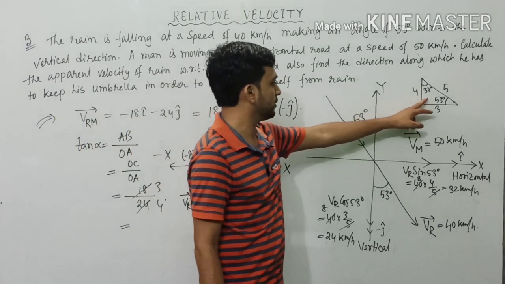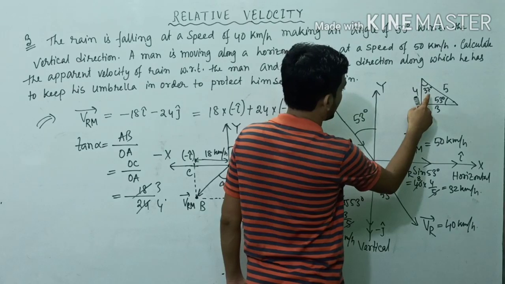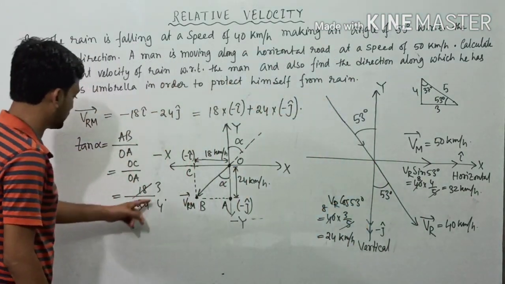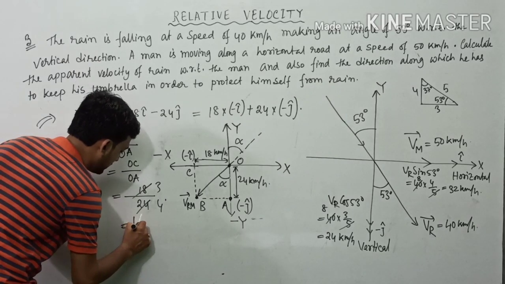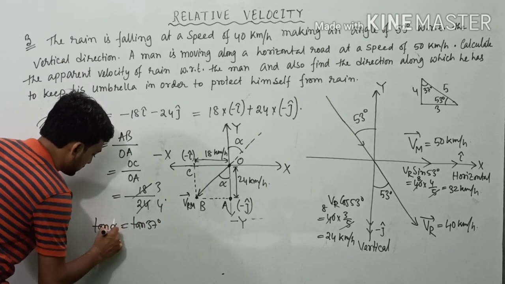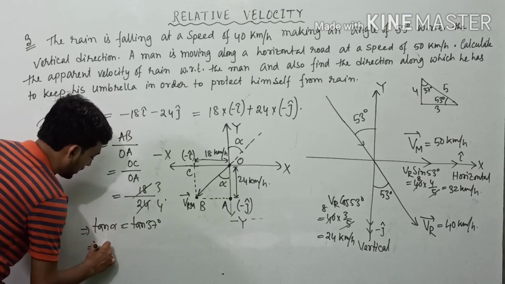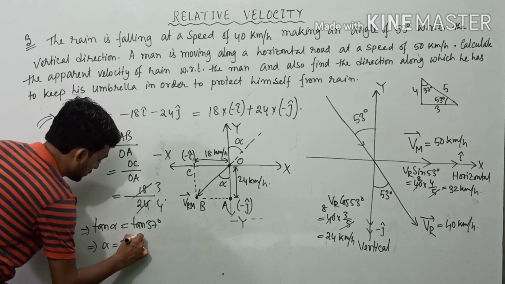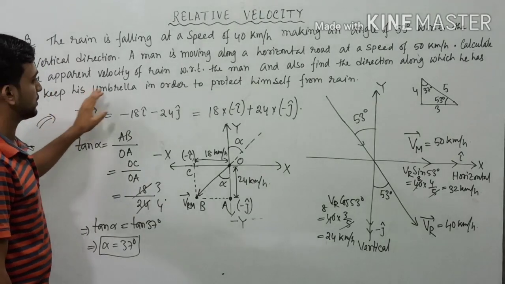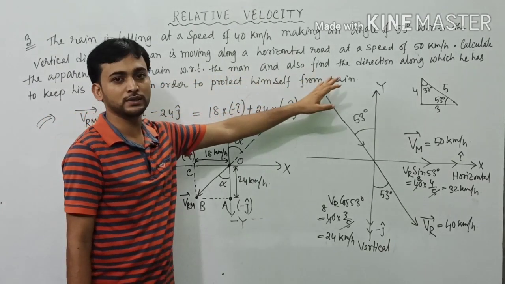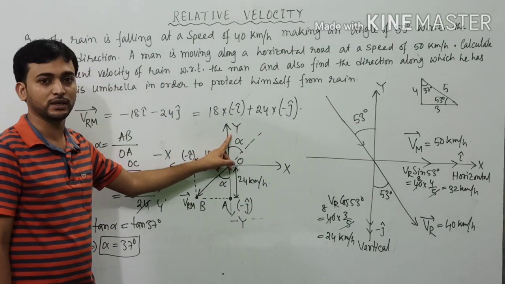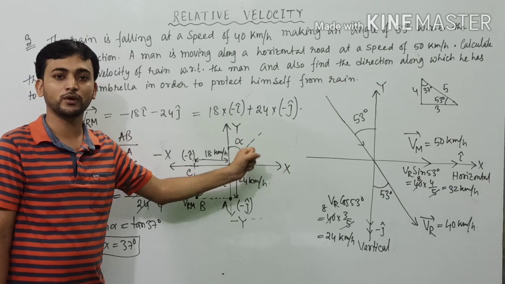From this triangle, we can write tan 37 degree is equal to 3 by 4. So in place of 3 by 4, we can write tan 37 degree, and this is equal to tan alpha. So on solving, we are getting alpha is equal to 37 degree. So we can say that the man should hold his umbrella at an angle of 37 degree with respect to vertical in order to protect himself from rain.